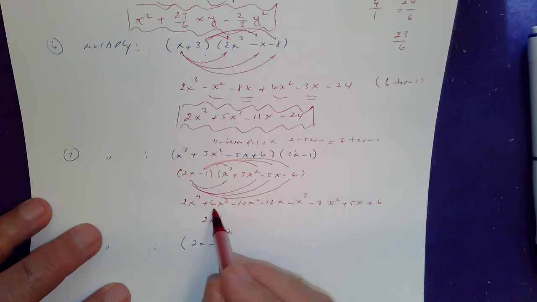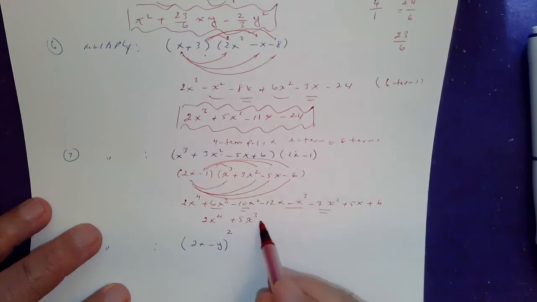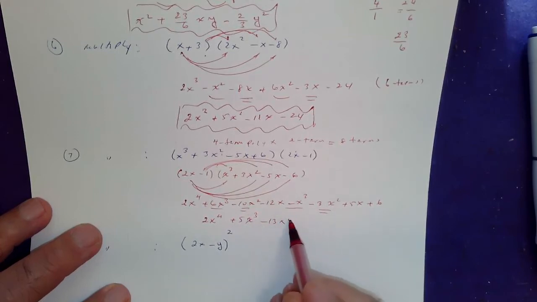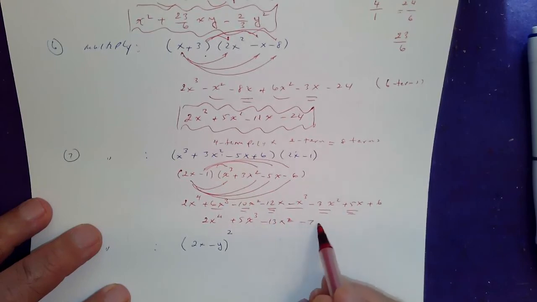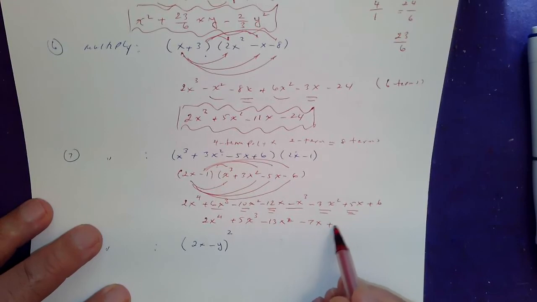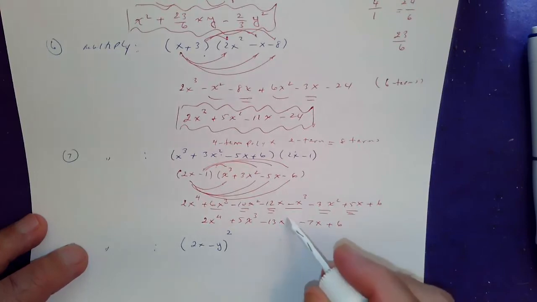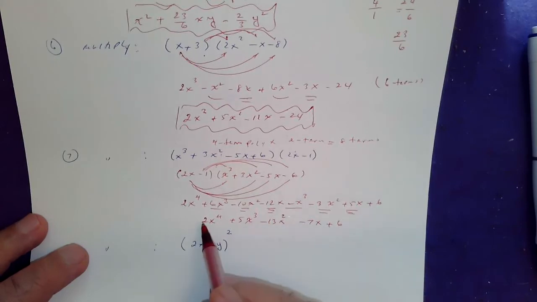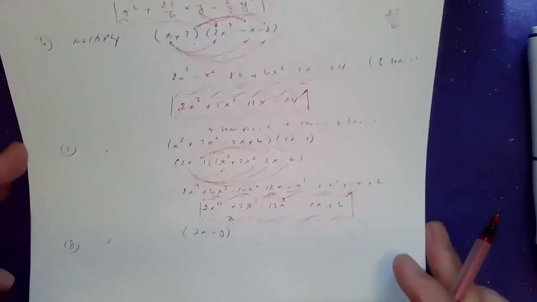That's 2x to the 4. These guys are like, so that I have 5 of these. These guys are like. I got -13 of those. Okay, these guys are like, I got -7 of these guys. Then there is this number guy, or constant, which is what? 6. So therefore, what you see inside the box is my final answer.